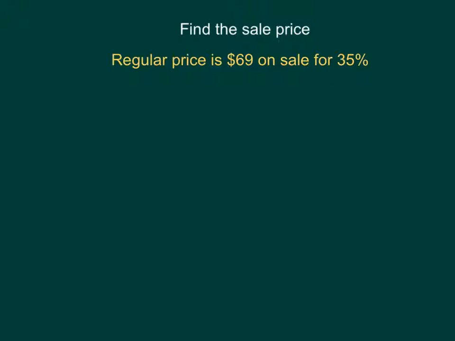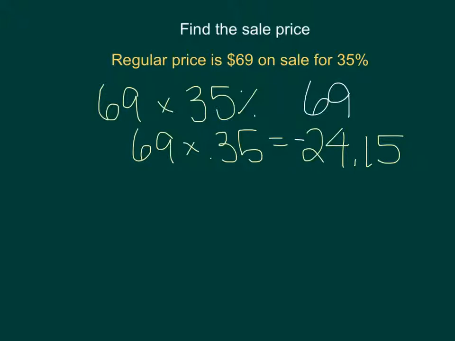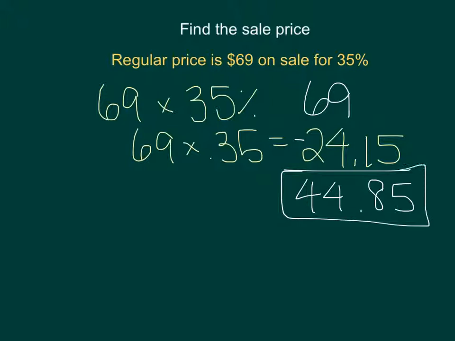So you can multiply the $69 times the 35% that it is off. So 69 times 0.35, which will give you $24.15. So then you can subtract that number from your original number to get $44.85. So that would be what your new price of your item is.